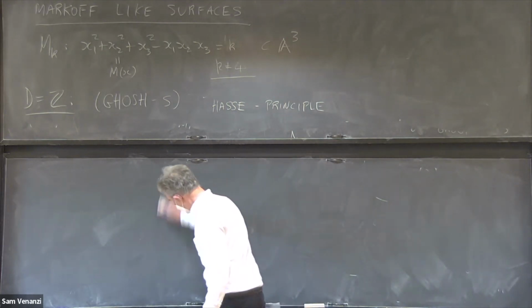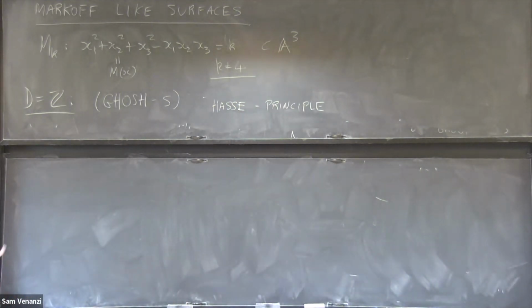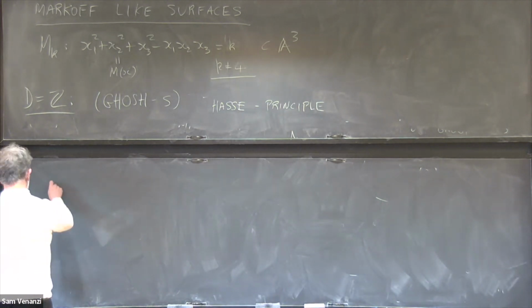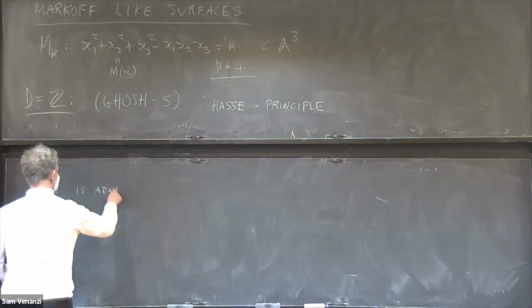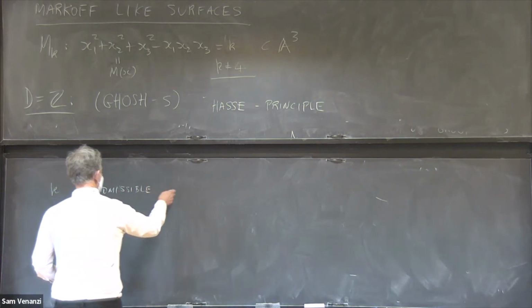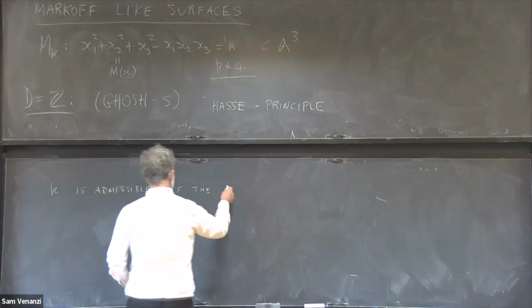And you all know why. The whole point is a character variety, and we have this descent on it. Okay, so K is admissible. I'll call it admissible. If there are no local obstructions. So I'm working over Z.